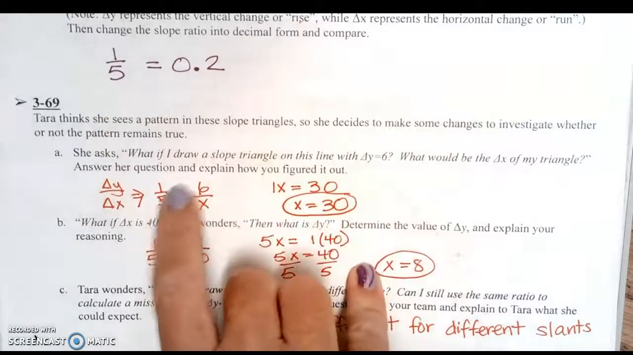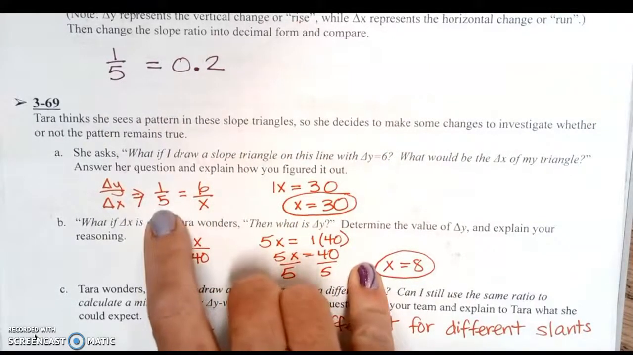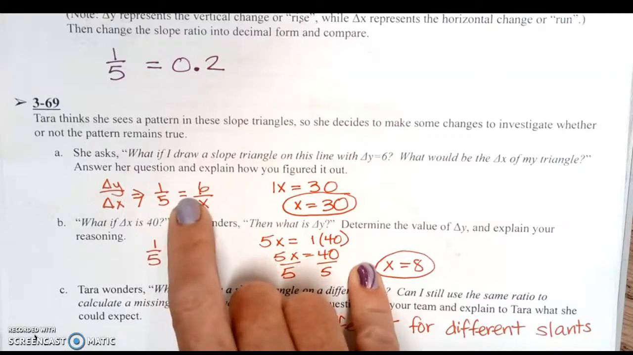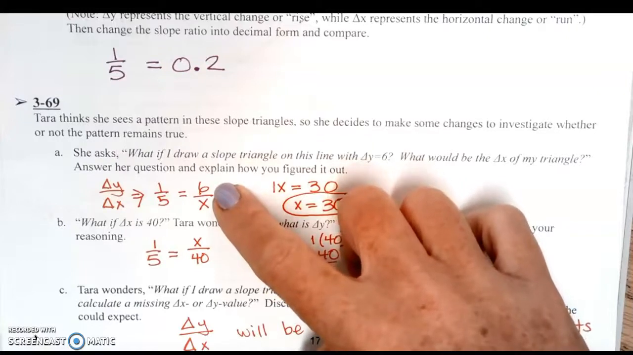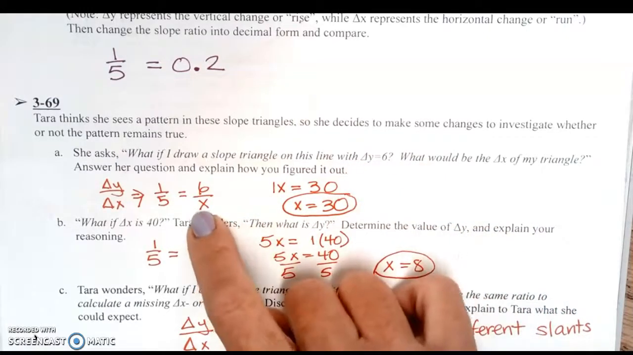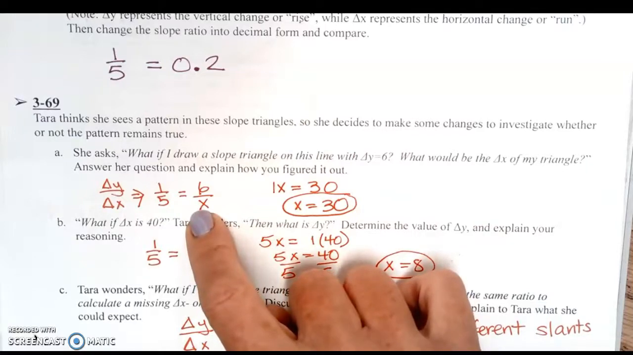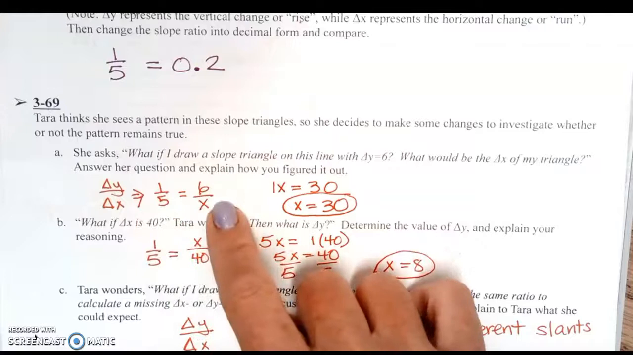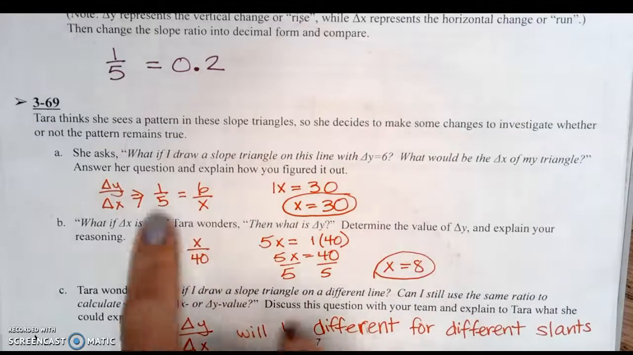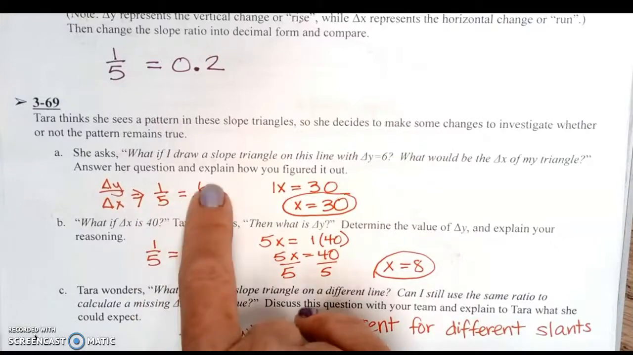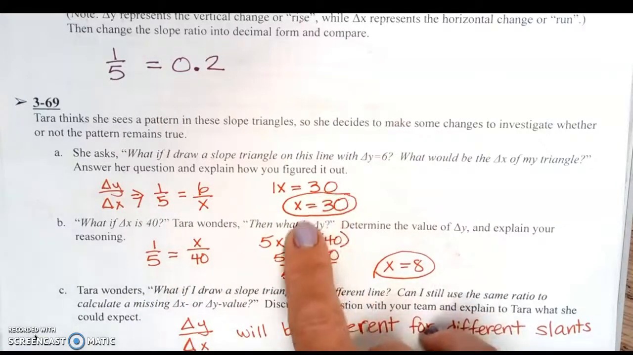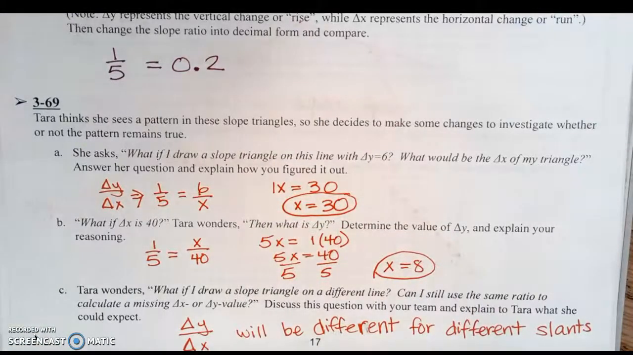So, if we know that the change in y is 1 and the change in x is 5, but her new triangle is going to have a change in y of 6, we want to find the change in x. So we're going to put our variable there. This is called our proportion. In order to solve a proportion, we do the cross product. So we multiply 1 times x, which is 1x, and we multiply 5 times 6, which is 30. So we get x equals 30. Okay? Proportion, cross product, solve.